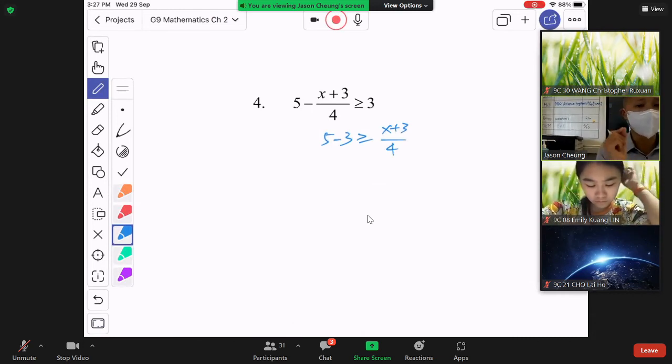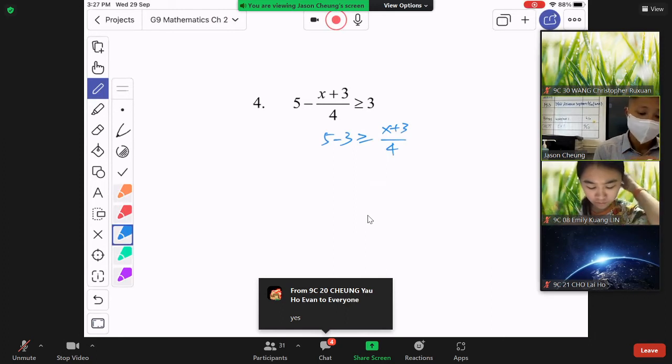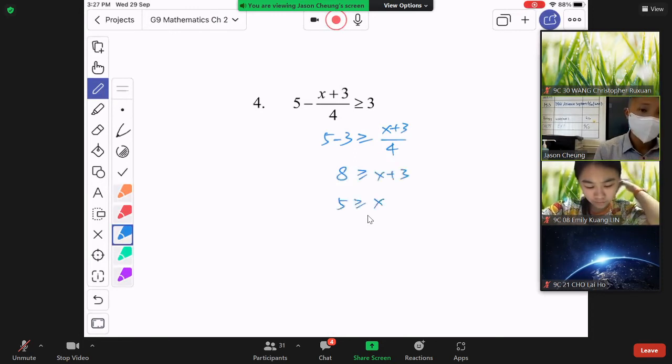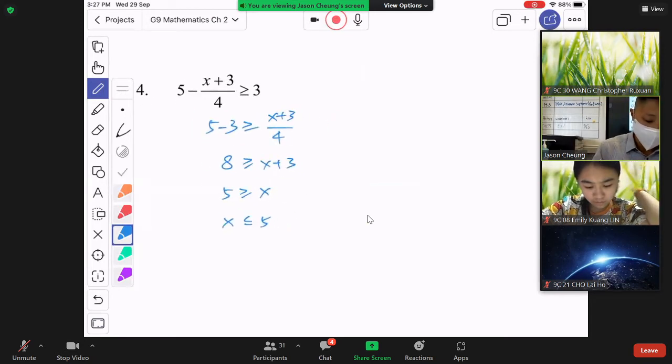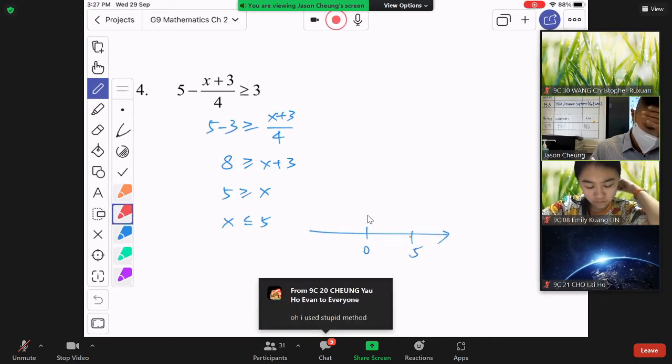We are going to isolate the x and make it become positive first. All right. And then here, 2 times 4, 8, 5. And then final step, try to make the x on the left-hand side, and then that's done. Draw a graph to show the answer. 5 is included, so we have to fill in the colors here, and then less than or equal to here. All right, so here's question 4.